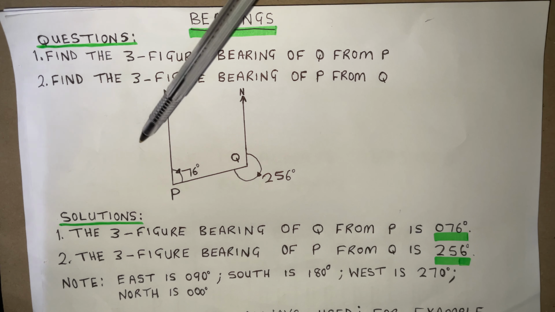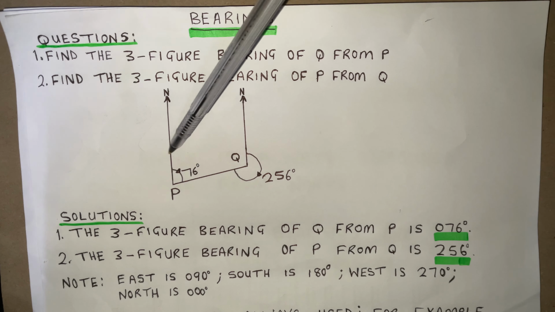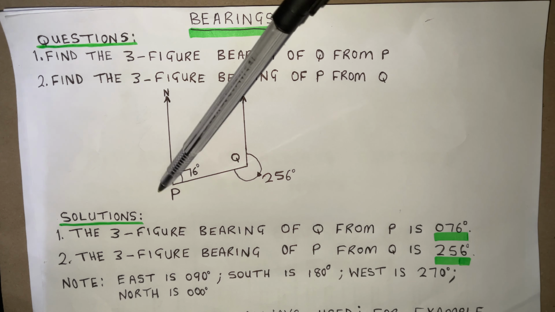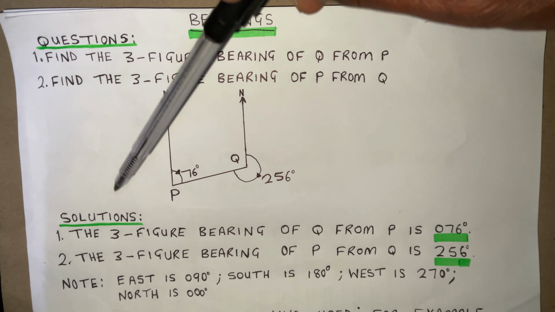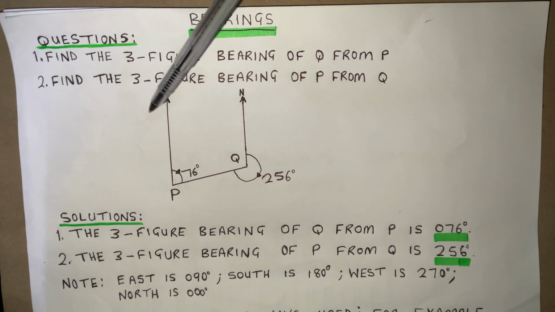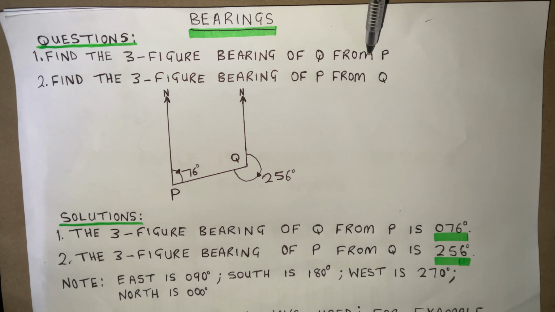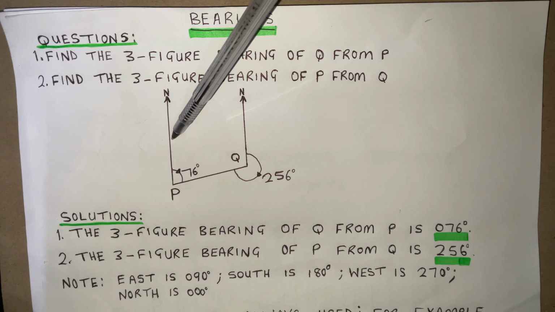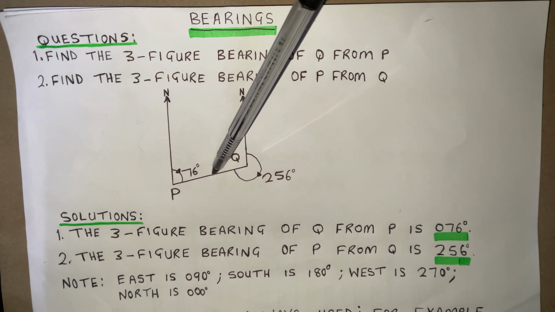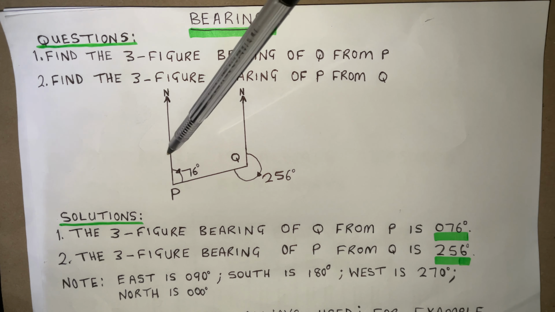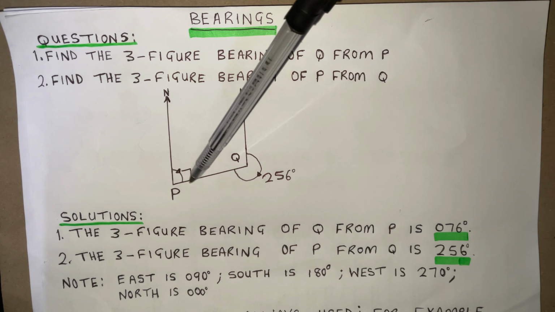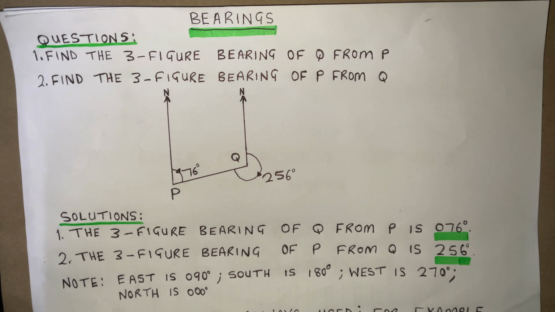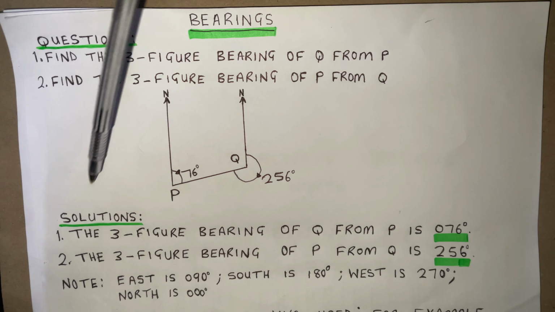is the angle measured, remember, clockwise. Clockwise is this direction. This one is counterclockwise. We want to measure clockwise. So the bearing of Q from P is the angle between this north line and this line which goes to Q from P, which is 76 degrees. Okay, so let's go to our solution for number 1.